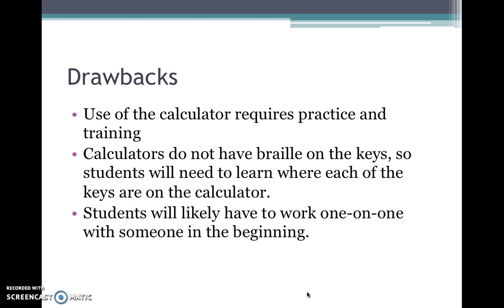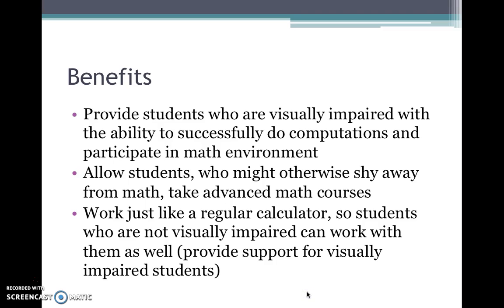However, that being said, there are a lot of benefits for these talking calculators. And one of the biggest things is it provides students who are visually impaired with the ability to participate in a math environment. Imagine you're sitting in a math class and you can't do those calculations on a normal calculator. You're going to feel like you don't have the opportunity to participate in the class. With this talking calculator, it can speak to you. You can do all the same calculations that every other student in the classroom is doing, and so you are much more likely to participate and feel involved in the classroom.